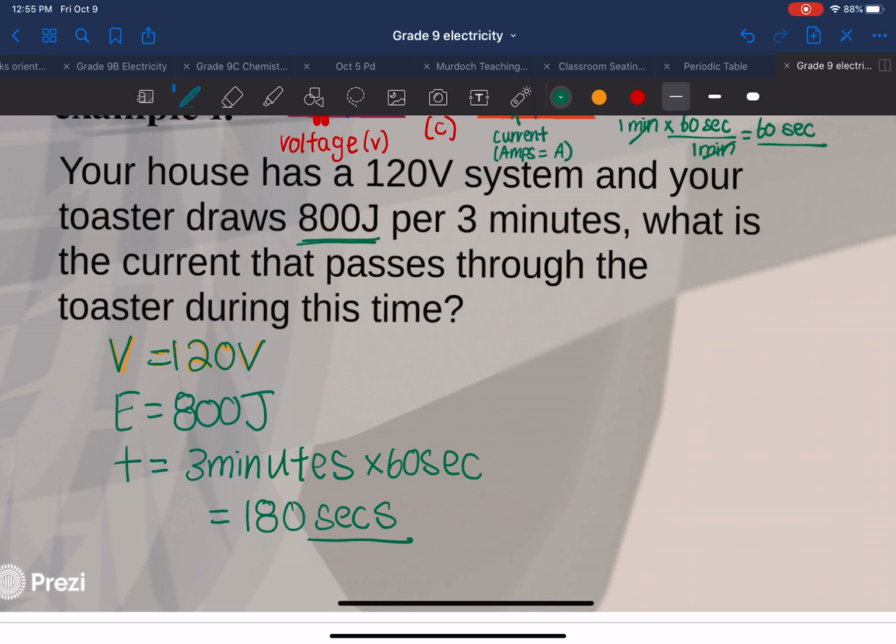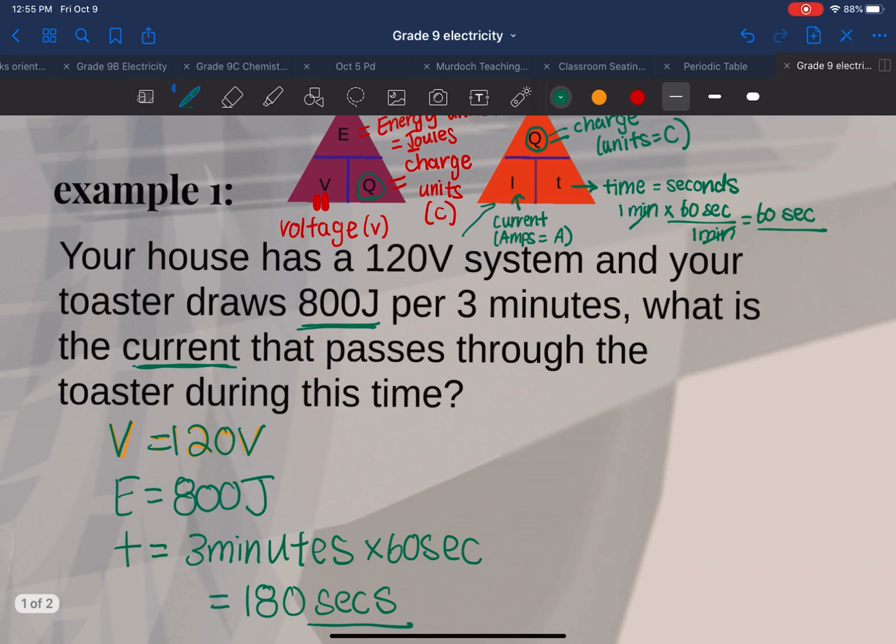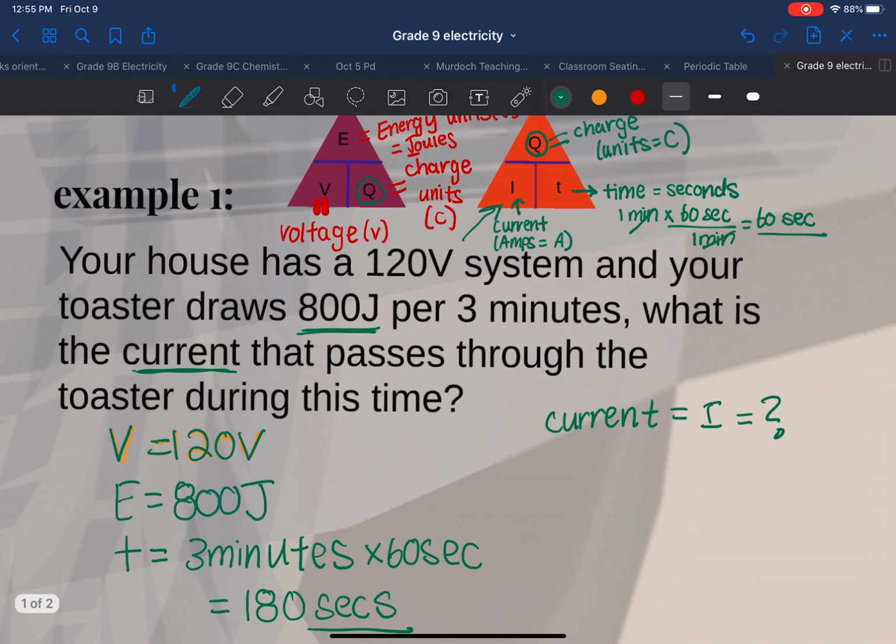What is the current? The question is asking us, what is the current? Current is in this formula over here. It is I, which equals, we don't know, because we don't have any numbers for it. First things first, we can plug in these two numbers into our equation for voltage to look for the charge, and then use the charge, the Q, in the other equation over here to solve for I. So let's just do that.